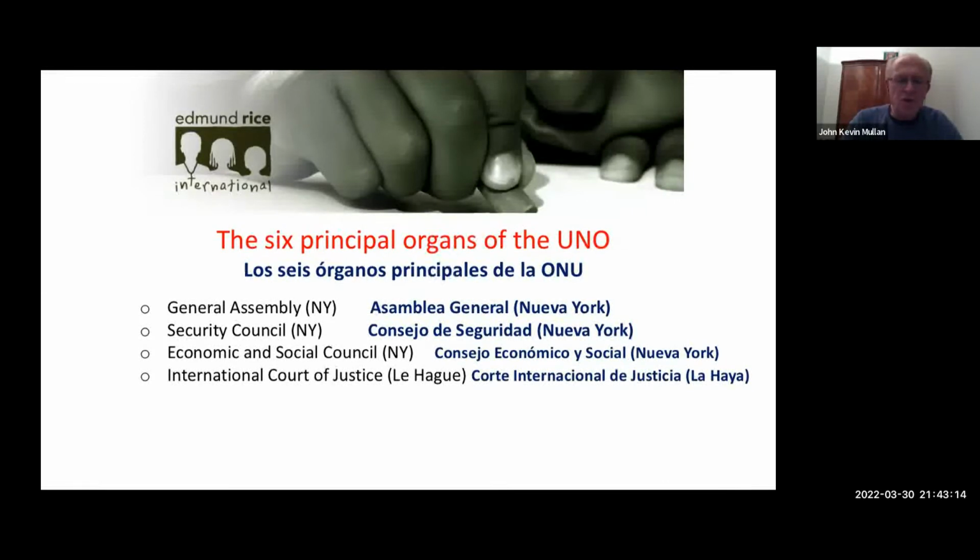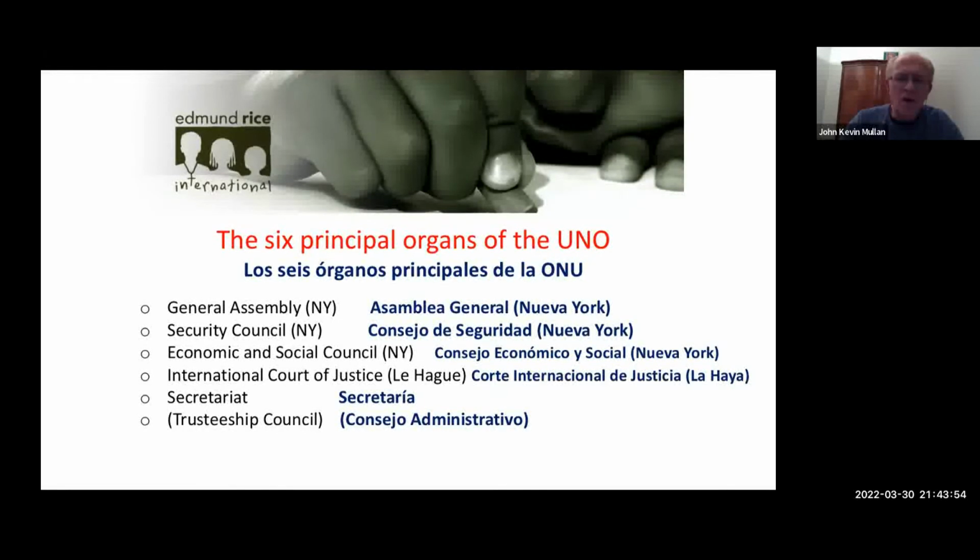The International Court of Justice is based in The Hague. And there's a vast secretariat that supports the work of all the various parts of the UN organization. The secretariat is an important background body, supporting the work of the General Assembly, the Security Council, the Economic and Social Council, and many other groups and organizations under the umbrella of the UN. And a final organ is the Trusteeship Council, which is now, if you like, defunct.